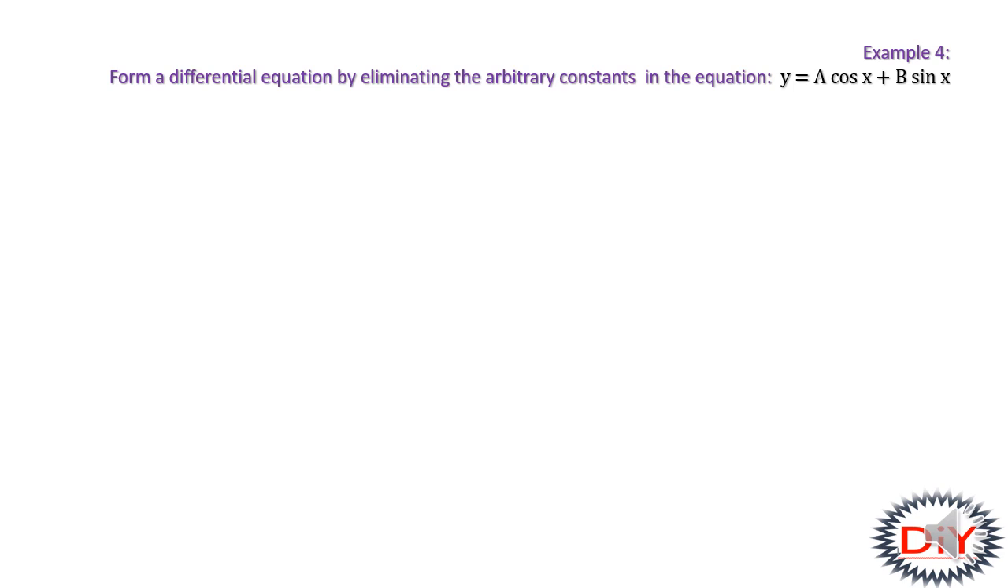Now as we are moving towards the end, let's go to another example which is quite serious. Let me say like that. It said form a differential equation by eliminating the arbitrary constant in the equation y equal to a cos x plus b sin x. Now we see that here we have the function of some trigs, sine and what? Cos. It's very easy.